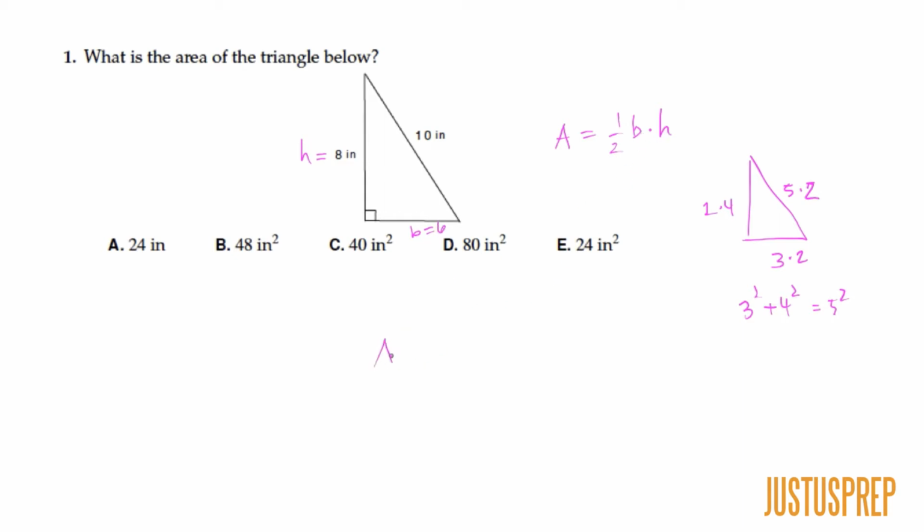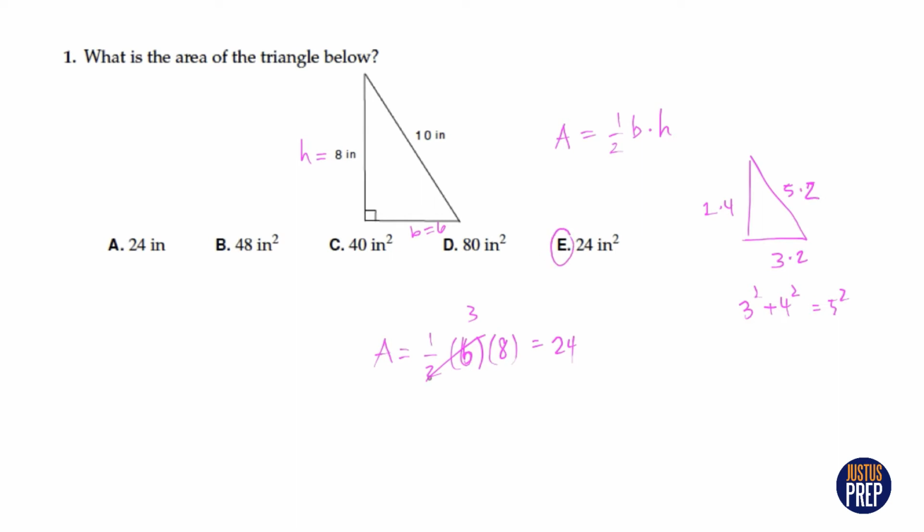We just need to plug these numbers into the formula. Area equals 1/2 times 6 times 8. So 1/2 of 6 is 3. 3 times 8 is 24. So the area here is 24 square inches.